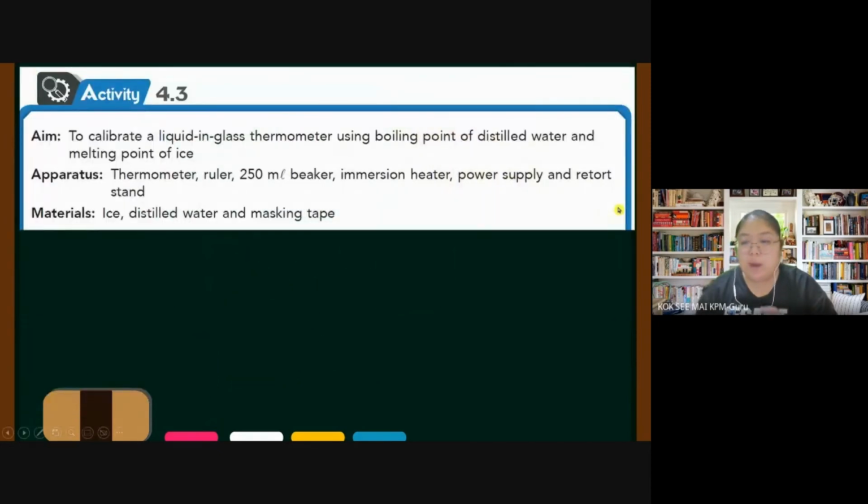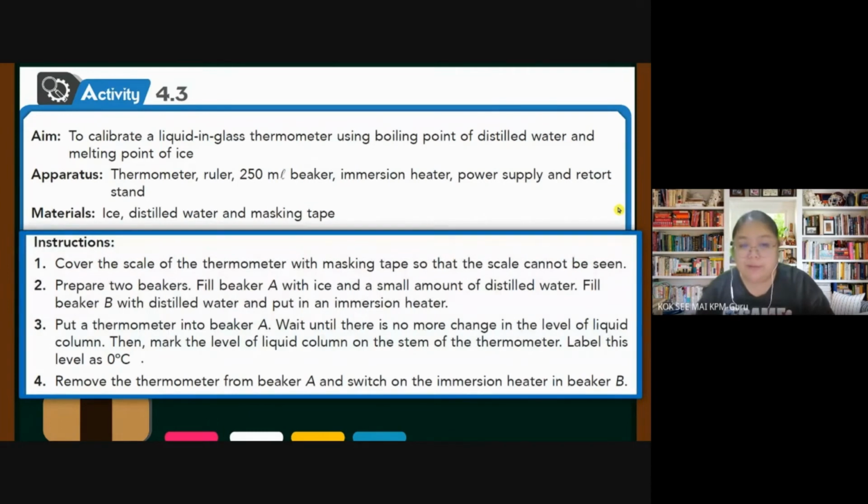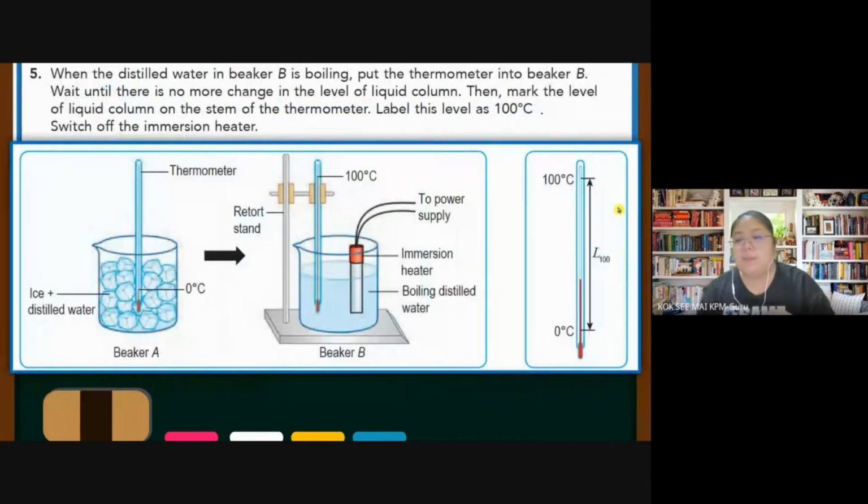Okay, this one is one of the experiments. They want to find out where the boiling point is and where the melting point is. All this you can refer to your textbook. What is important is this part.